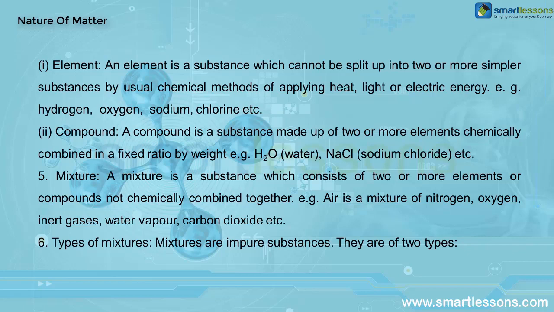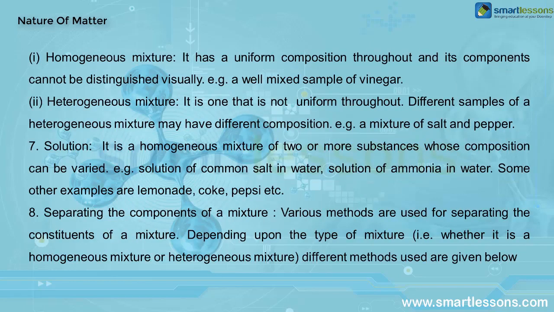Then, mixture. A mixture is a substance which consists of two or more elements or compounds not chemically combined together. Like air is a mixture of nitrogen, oxygen, inert gases, water vapor, carbon dioxide, etc. And there are two types of mixtures: homogeneous mixture and heterogeneous mixture.